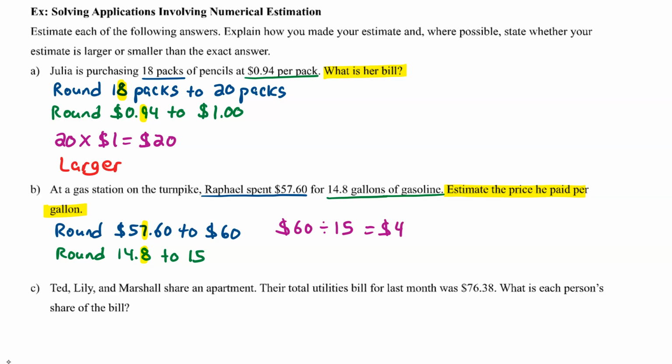And so again, in this case, we rounded both of these up. So this is going to be larger than the actual value. It's going to be an overestimate.